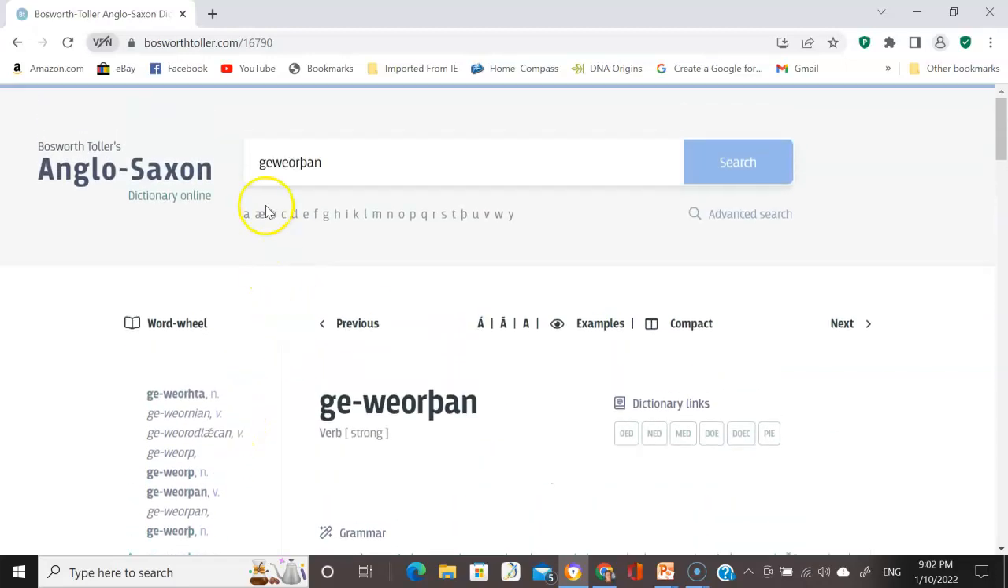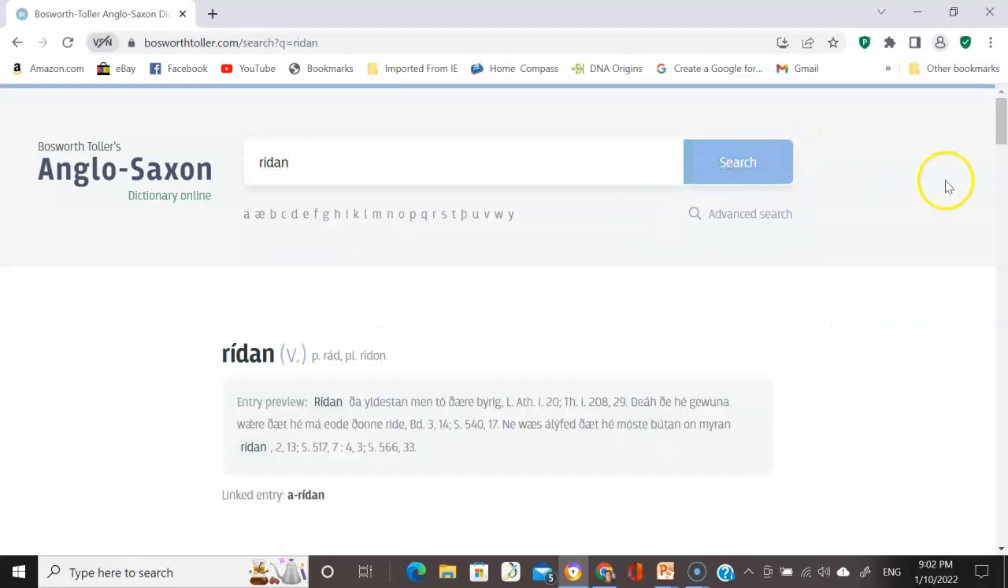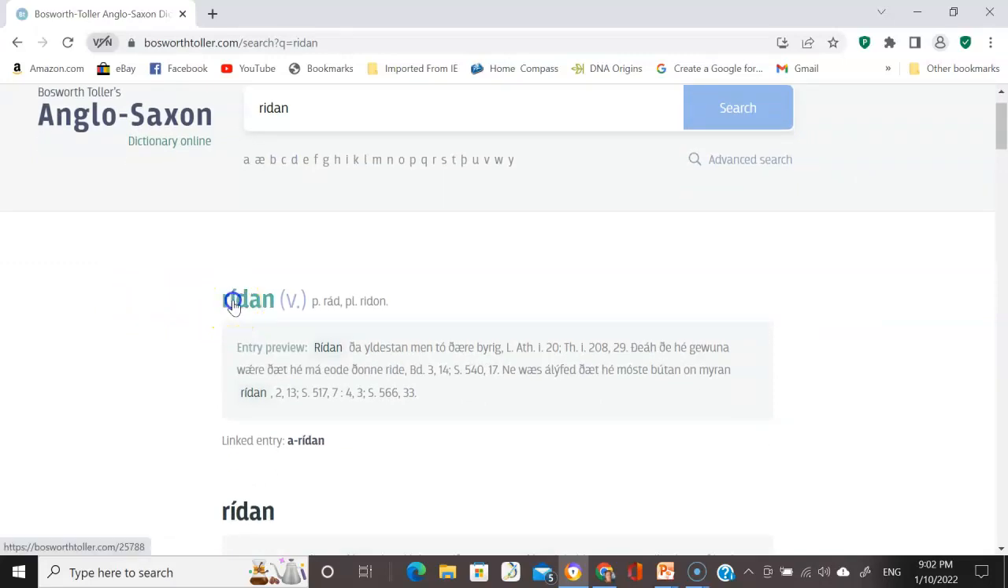next thing, I could look for a different verb. So all I did is a random search. I could think of another verb like to ride, ridan, to ride. Let's have a look. Will this form an example for me? There's the verb there. Open it up.